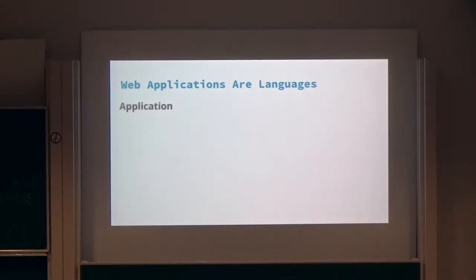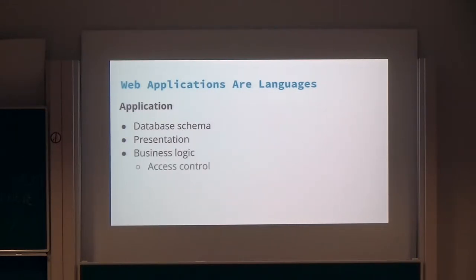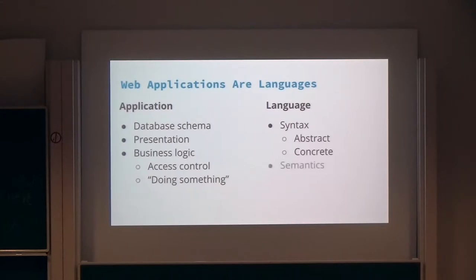So what's an application? An application is a combination of some database schema, presentation, and business logic, which itself comprises access control, and the part that, for lack of a better name, we'll call doing something, what the application actually does. Now, on the other hand, what is a language? A language is a combination of syntax, which has its abstract and concrete parts, and semantics, which has static and dynamic parts.